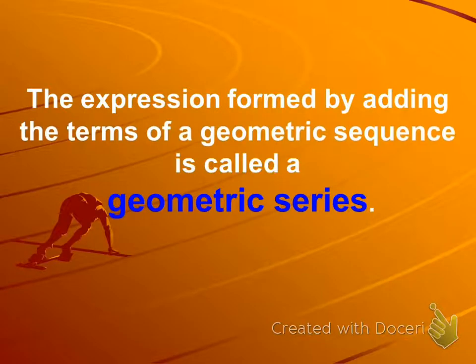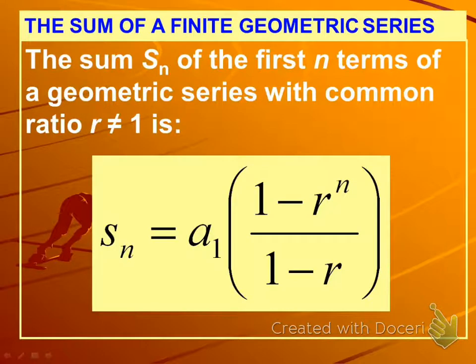Alright, let's talk about a geometric series. Remember, a series is a sum of a sequence. So the expression formed by adding the terms of a geometric sequence is called a geometric series. The rule for a geometric series is that the sum is found by multiplying the first term times the quotient of 1 minus the rate raised to the power of n over 1 minus the rate. So what you need is the first term, you'll need the rate, and you'll need to know the number of terms to find the sum.